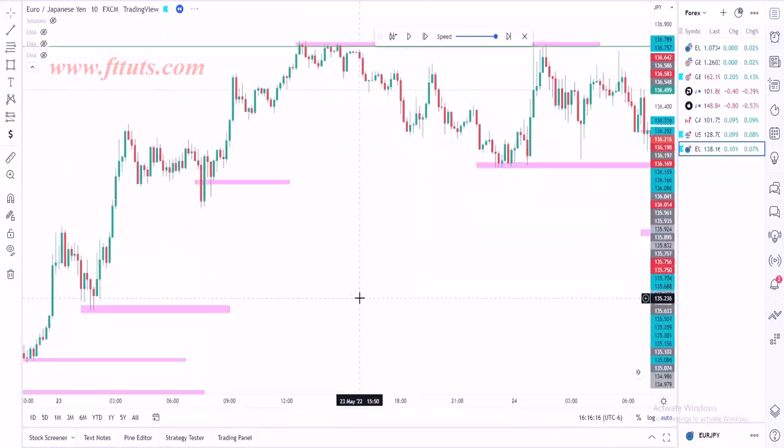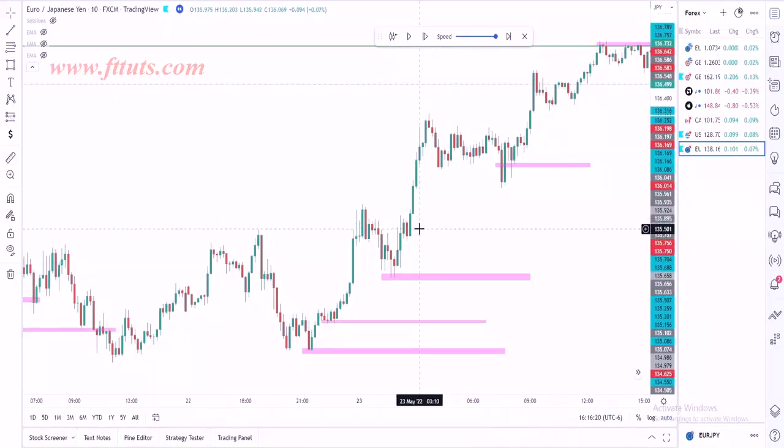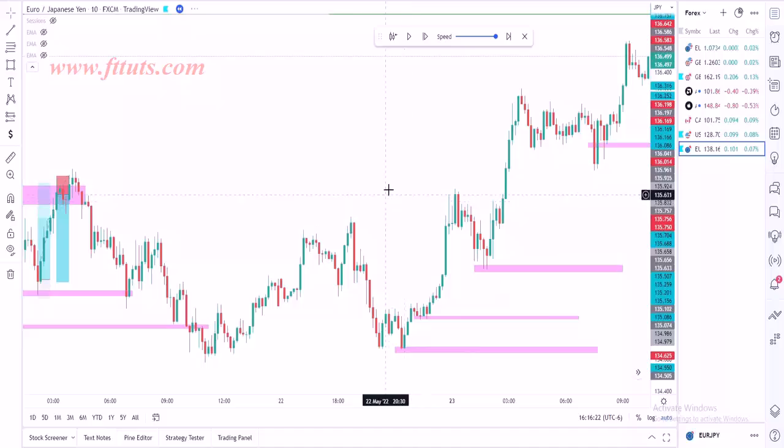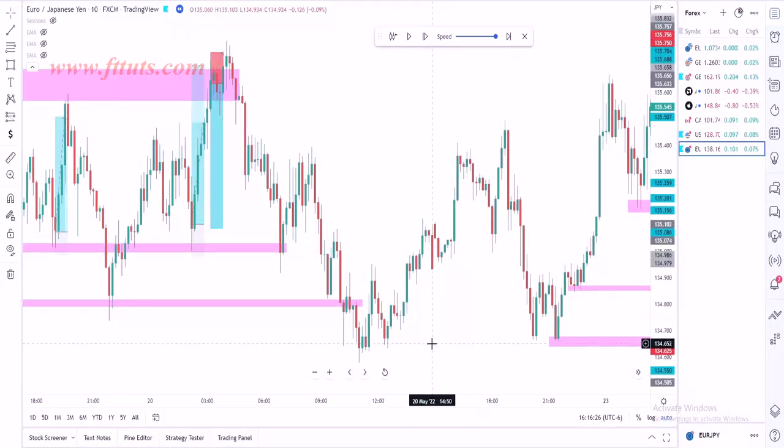Also, we want to keep in mind to look for a break as well. Again, you don't have to. You want to be a little more aggressive, more conservative. Look for a break. I do both.